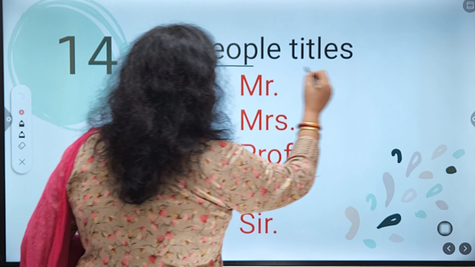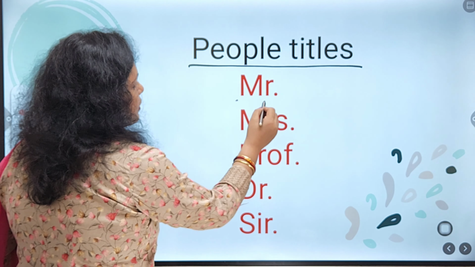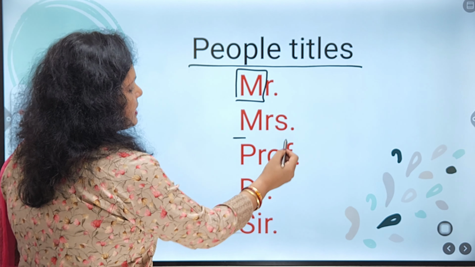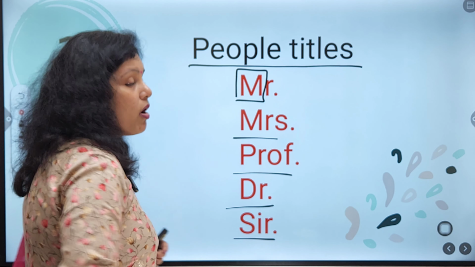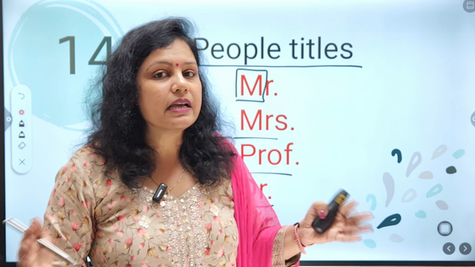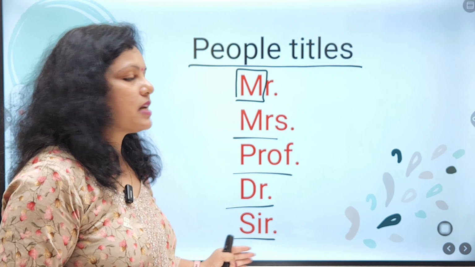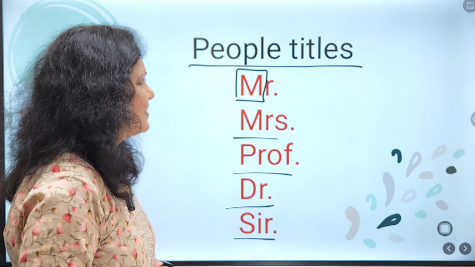Now, the people titles. We give titles to people also, like Mr., Miss, Master, Doctor, Professor and all that, right? Sir, Ma'am. Whenever you are using these titles, the first letter will start with a capital letter, like Mr., Mrs., Professor, Doctor, Sir, or any other title that you are giving to people. Always it will start with a capital letter.